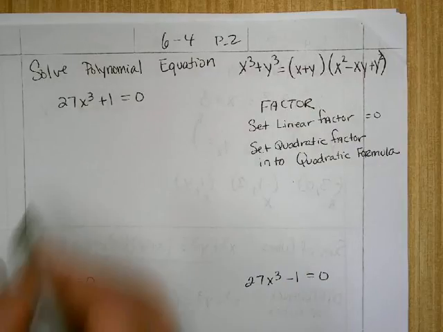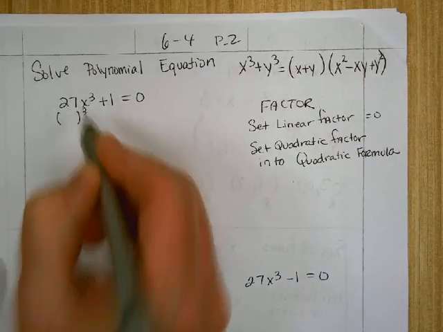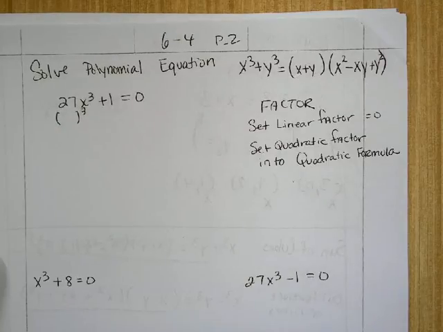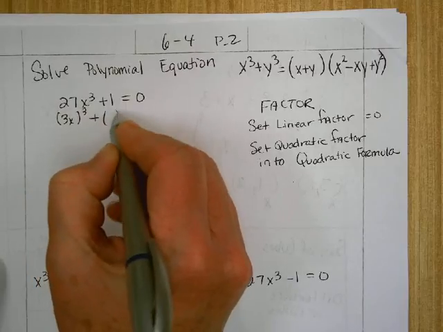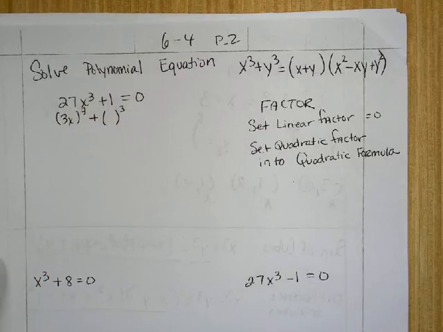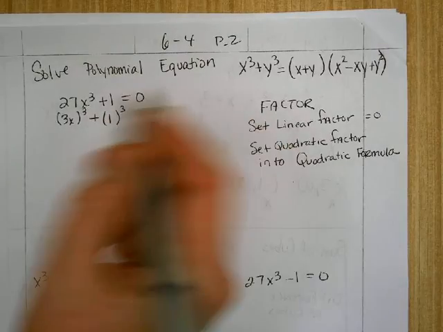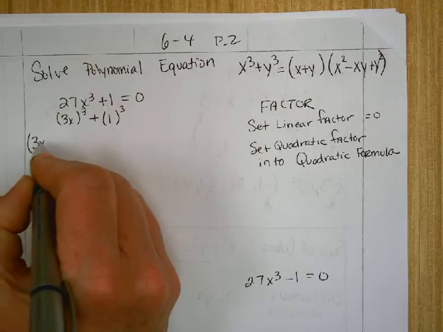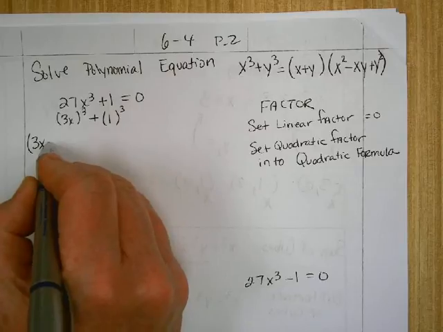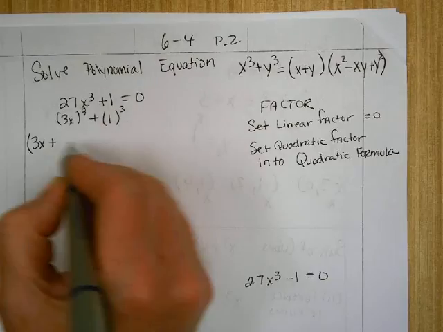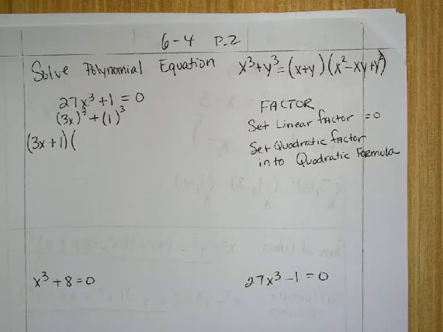Well, what is it that we cubed to get 27x cubed? 3x. What is it that we cubed to get 1? 1. So here we go. 3x goes everywhere x appears. 1 goes everywhere y appears, so I have 3x plus 1 times 3x squared.